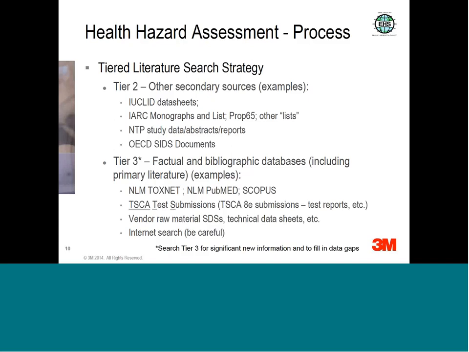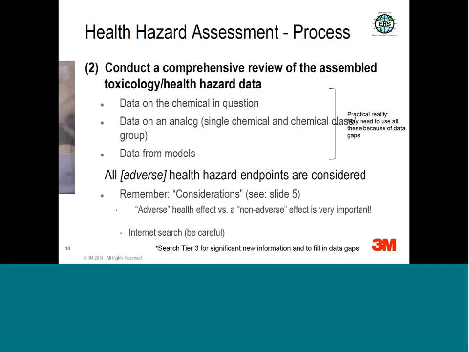So the bottom line here is the absolute importance of accessing, interpreting, and evaluating the available health hazard data for the chemical or chemicals that you are trying to do an alternatives assessment on. I can't overstress that, and that's the key. And the better this step is, the better your alternatives assessment is going to be.